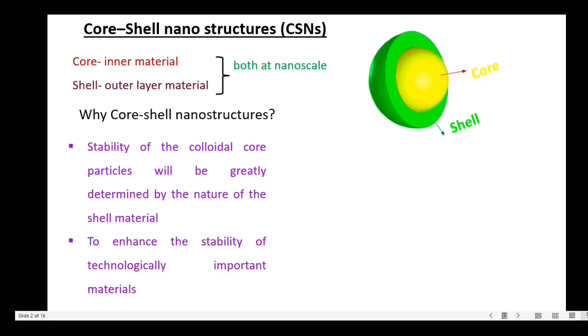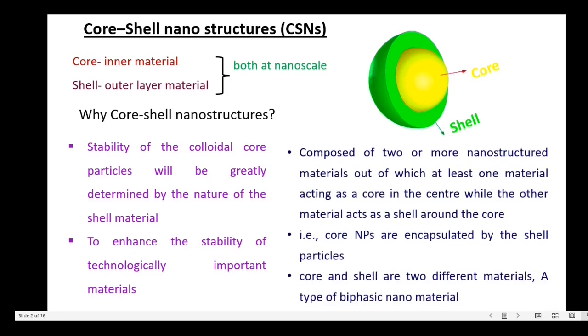So to improve the stability of the colloid particle, some kind of surfactant is needed, that is the shell material, which improves the individual particle separation. So to enhance the stability of the technologically important materials, the core-shell structures are preferred.